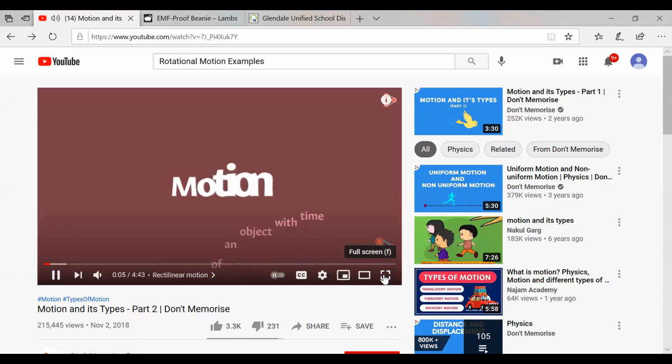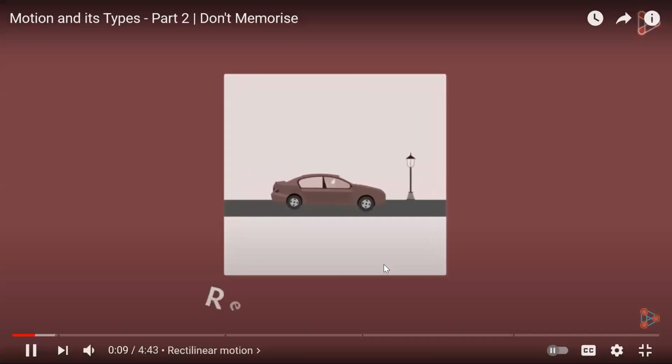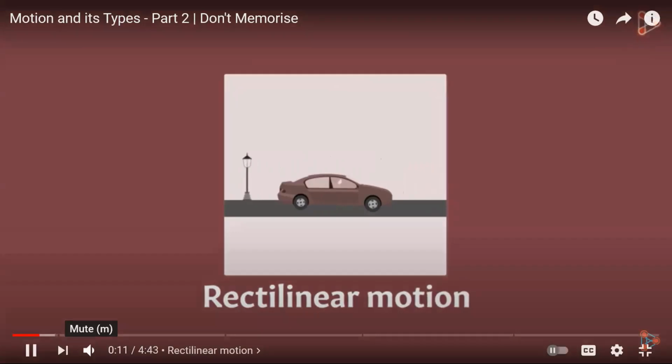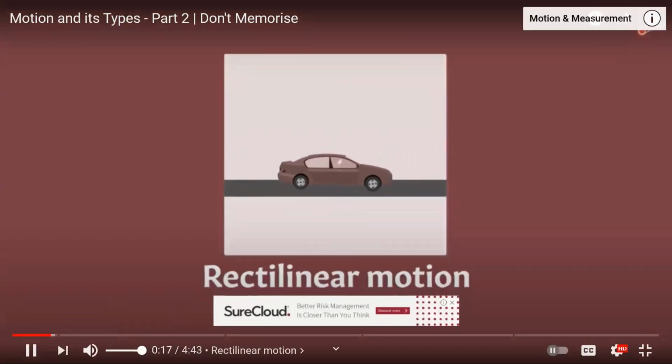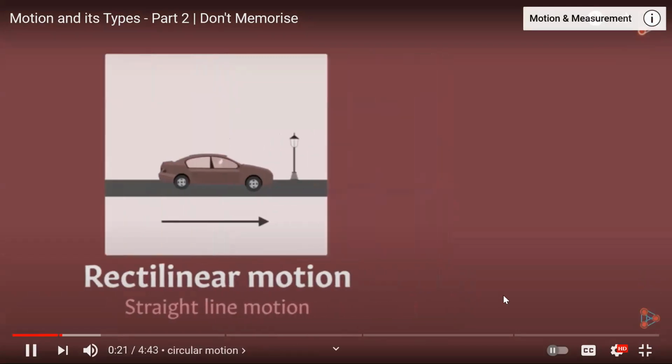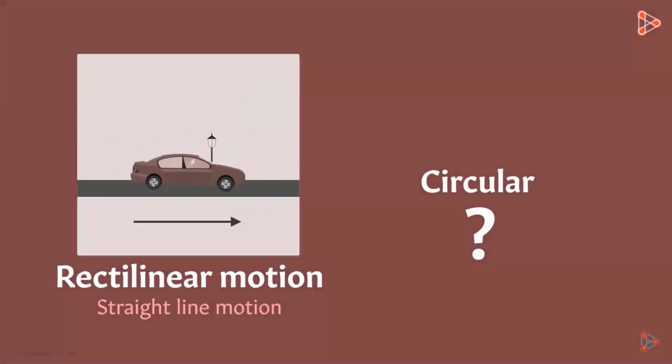In the previous video, we studied what motion is. We also saw one type of motion called the rectilinear motion. It's nothing but straight line motion. In this type of motion, the path of a moving object is a straight line. But what if the path of a moving object is circular? Yes, you guessed it correctly.